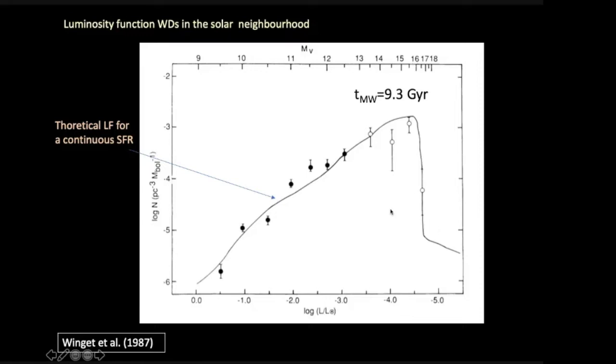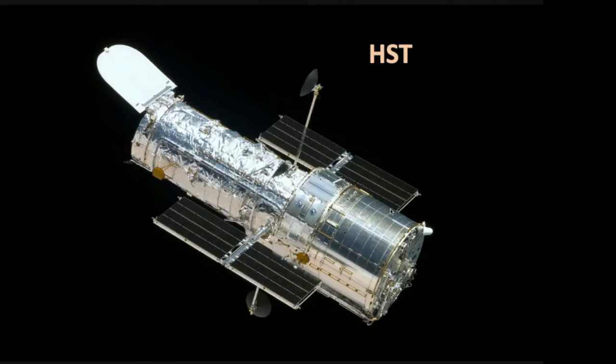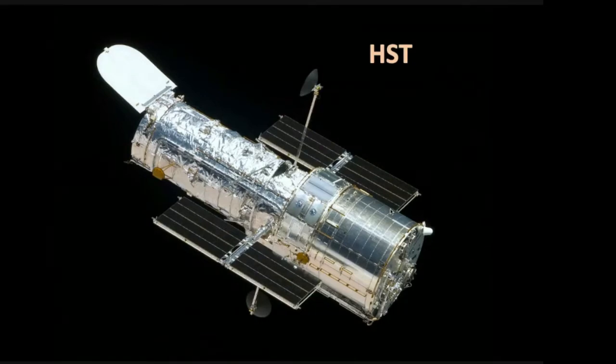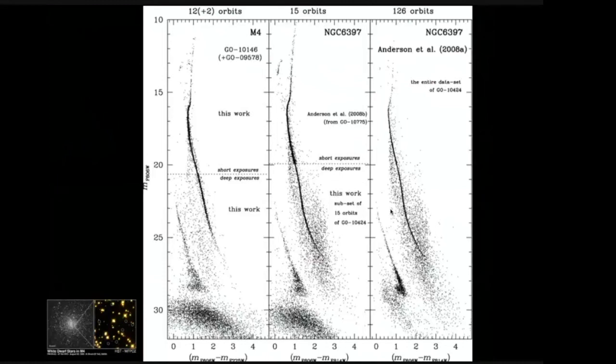Anyway, this is what was proposed in 1987. This is very much cited. They found at the time an age of 9.3 giga years plus or minus about 1 giga year. And that was it. That was it for white dwarf cosmochronology for a long time until HST came into play. And then with HST, we could find white dwarfs in globular clusters.